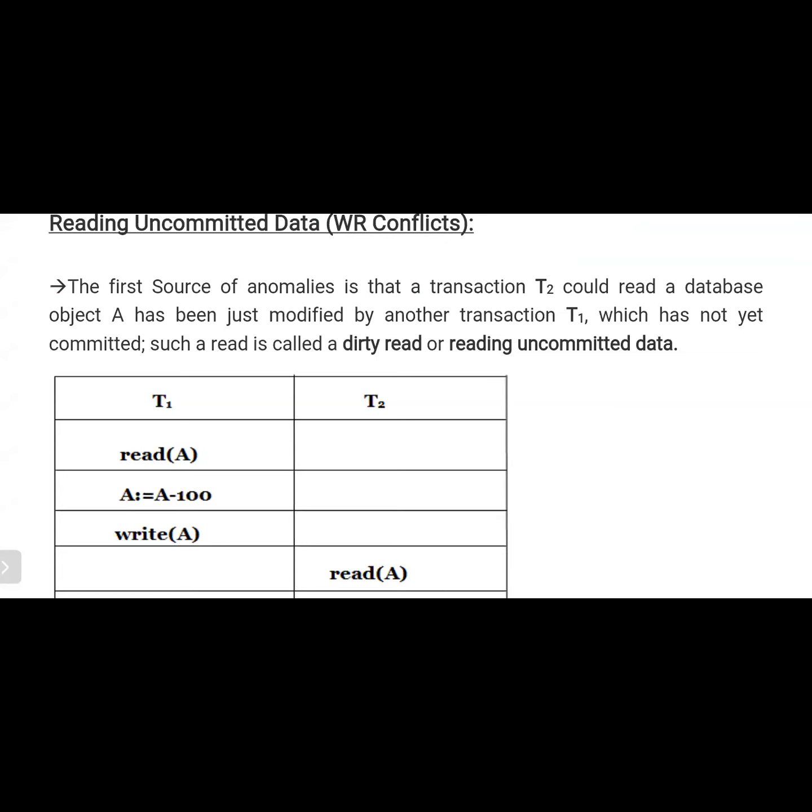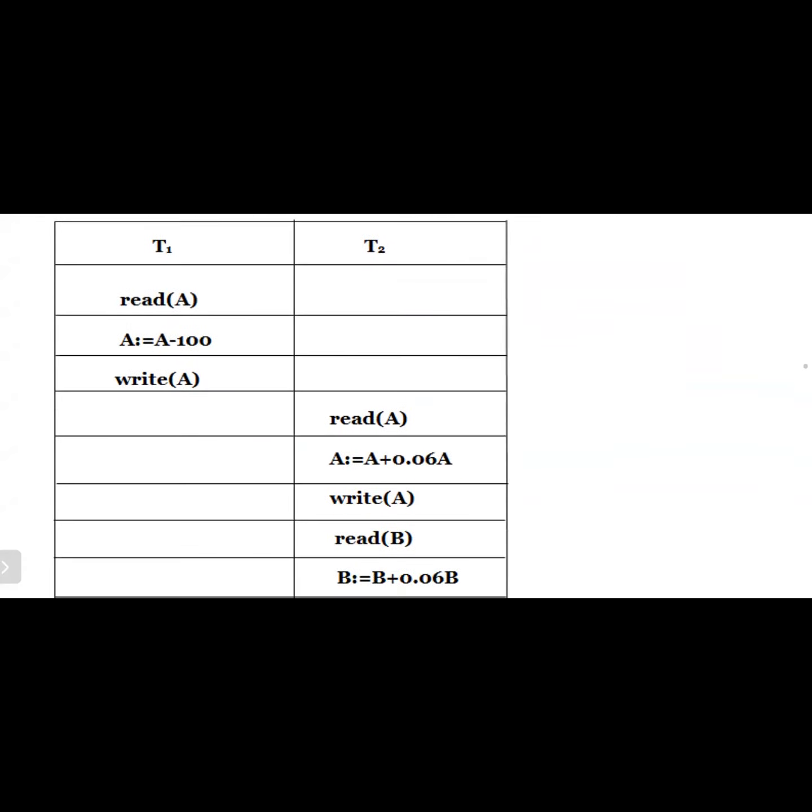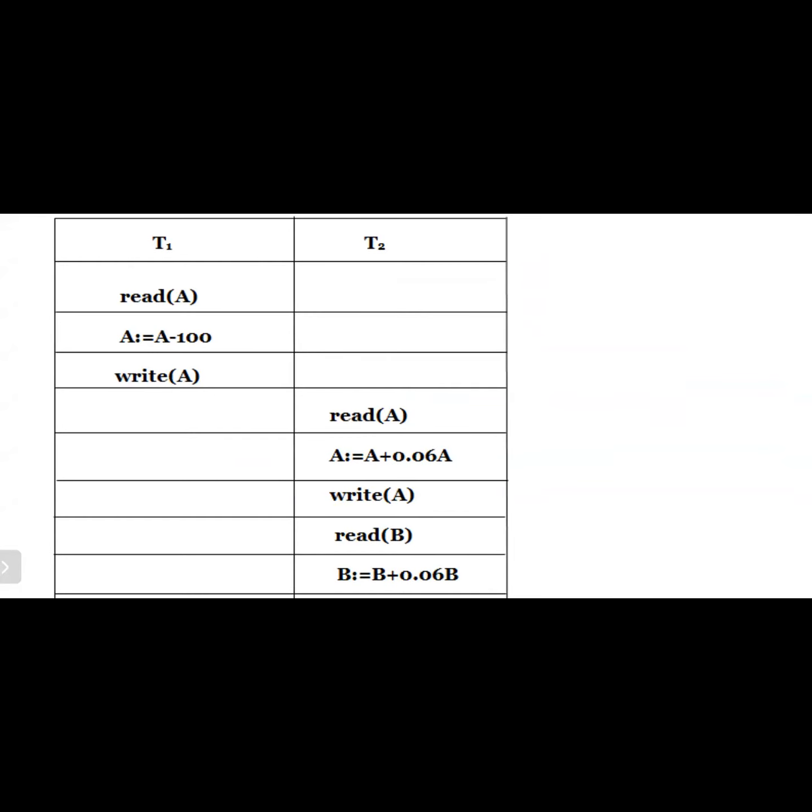So the name implies reading uncompleted data. Whenever a write operation is performed on a particular data item, at the same time another transaction will be performing the read operation. That type of error will be referred to as reading uncompleted data. When we read uncompleted data, automatically we will retrieve some erroneous values. If you observe T1 and T2: read of A, A equal to A minus 100, and write of A. That means reading the A data item, performing some changes on A, and those changes are written to the disk.